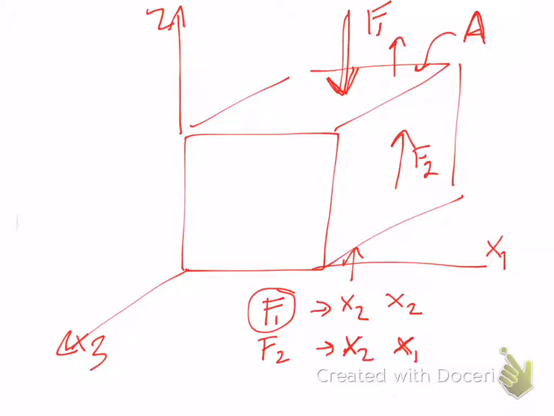How come F2 is in the X1 direction? Shouldn't it be going up in X2? Yeah, the direction of the force is in the X2 direction. But the area that it's associated with is in the X1 direction.